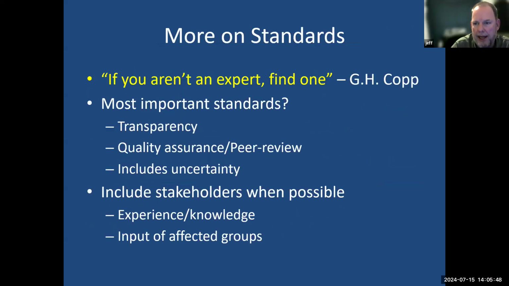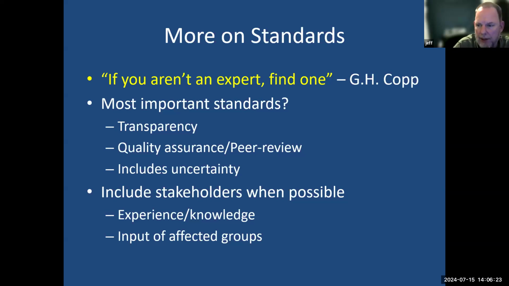On the standards, my mentor and dear friend, Gordon Copp, who passed away recently, said, if you aren't an expert, then find one. And that was very important, to have people that are expert in the things that we're doing. Most important standards, I think transparency is the biggest one. Quality assurance and peer review, of course, is important. And we need to include uncertainty in our estimates so risk managers can actually use this information better. And we want to include stakeholders when possible.